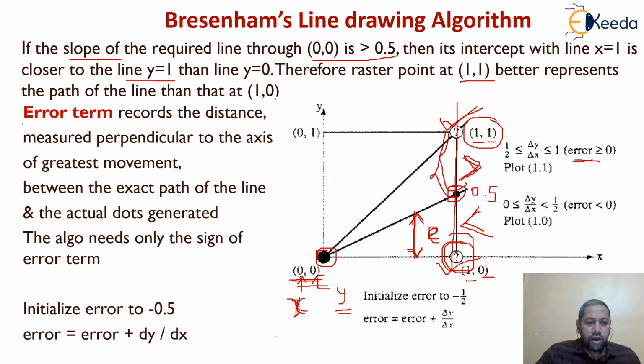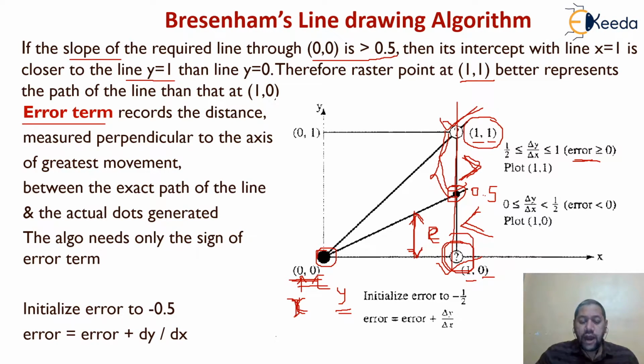So the same error term definition is written here. I want everyone to read the error term. Error term records the distance measured perpendicular to the axis of greatest moment. That is what I have shown here, perpendicular to this particular value. The axis of greatest moment is x. X is always incremented, so x is my axis of greatest moment, between the exact path of the line and the actual dots generated. So this is what the error term is. Again I repeat, error term records the distance measured perpendicular to the axis of greatest moment between the exact path of the line and the actual dot which is generated.